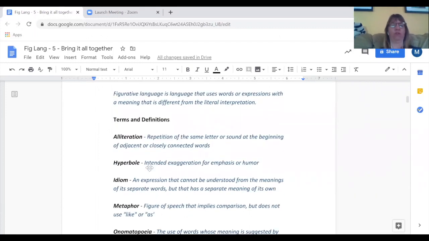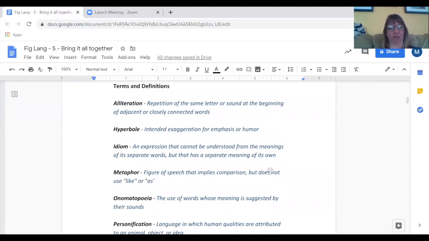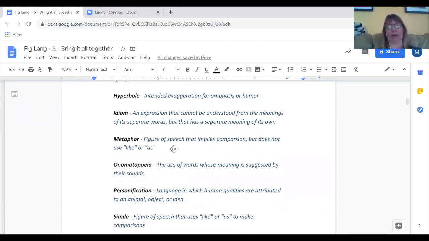So let's review those terms and definitions that we've been going through all week. Alliteration, a repetition of the same sound at the beginning of adjacent or closely connected words. The wet waterfall whooshed by, right? Hyperbole is that exaggerative thing. You took forever to clean your room. Not really take you forever. An idiom is an expression, like break your leg, or you get more flies with honey.